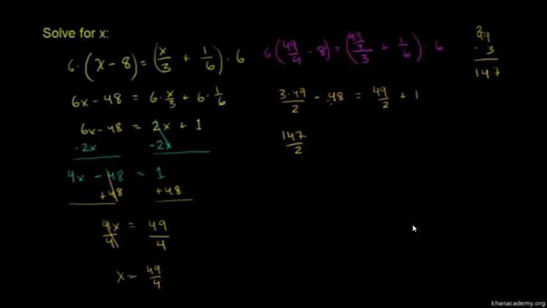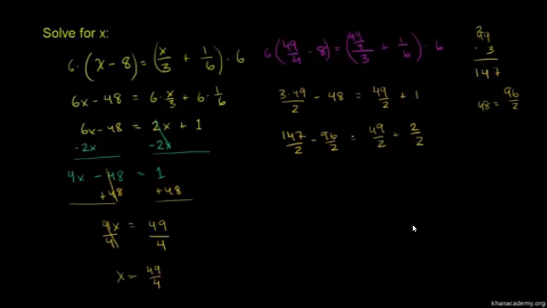And then let's put this over a denominator of 2. So 48 is equal to 96 over 2, right? 96 divided by 2 is 48. I just multiplied this by 2. So this is minus 96 over 2, which needs to be equal to 49 over 2 plus, and instead of having this 1, let's write that as 2 over 2.